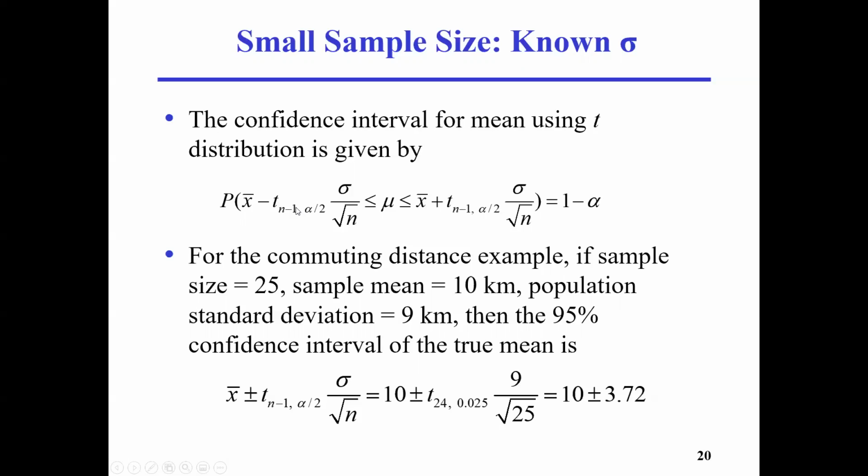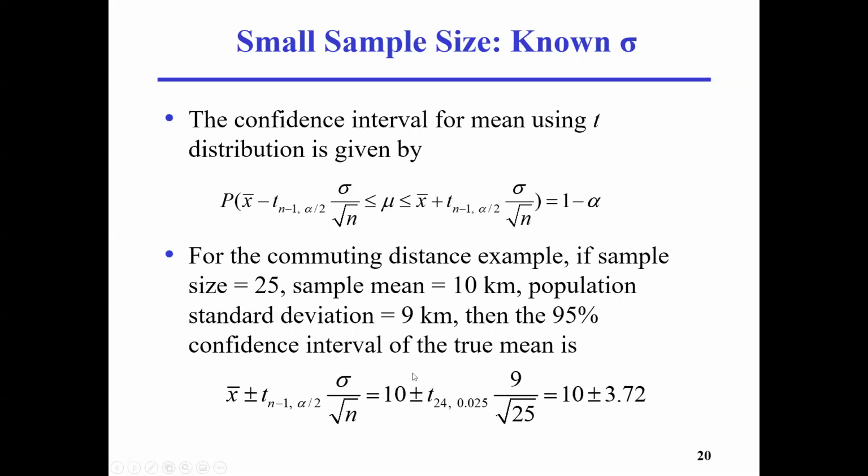That's the only difference. So yeah, same data here, sample size, not same data, okay? Sample size is smaller than 30. It's not 50 anymore, it's 25. So we need to use T distribution. Sample mean 10 kilometers, a population standard deviation here, let's just assume that we know that it's 9 kilometers. Then the 95% confidence interval of the true mean is X bar plus minus this term, right?